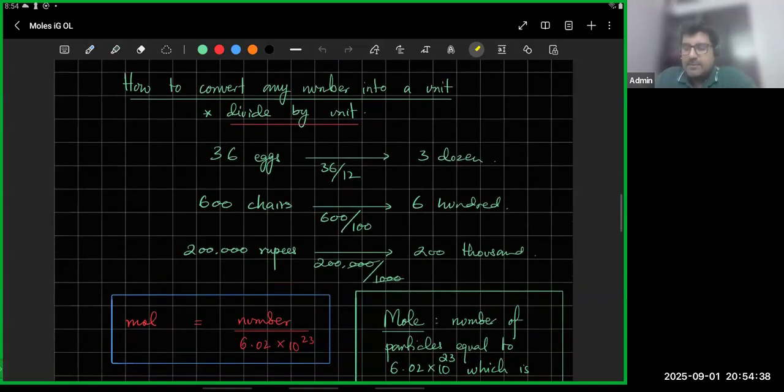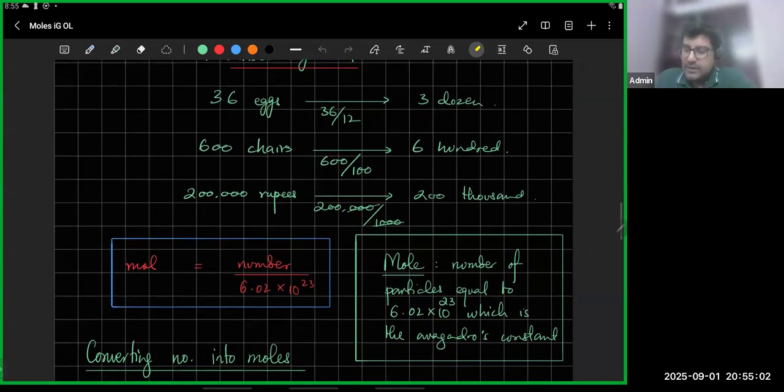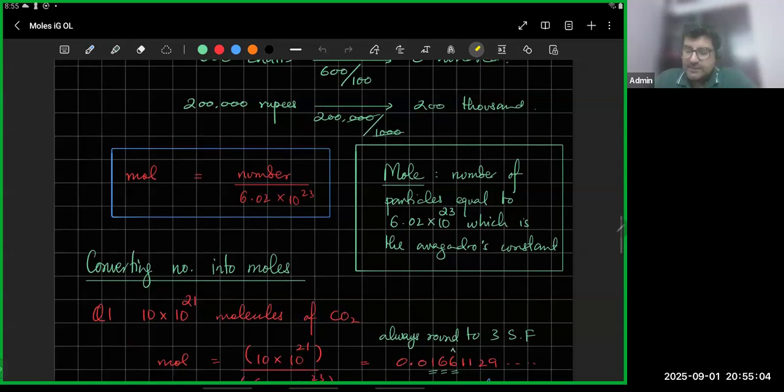Now, how to convert any number into a unit? We need to convert numbers into moles. So 36 can be converted into dozens. How? By dividing it by the unit itself. 600 could be converted into hundreds by dividing it by the unit, right? So if you want to convert a number into its unit, you divide it by the unit itself.